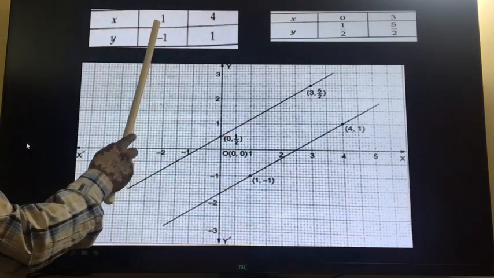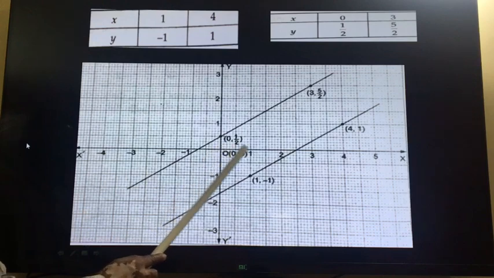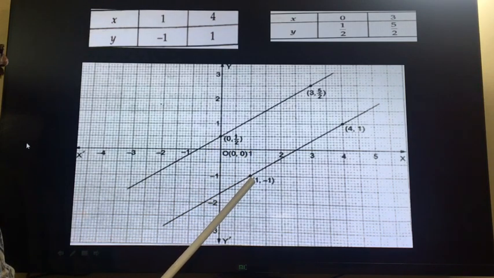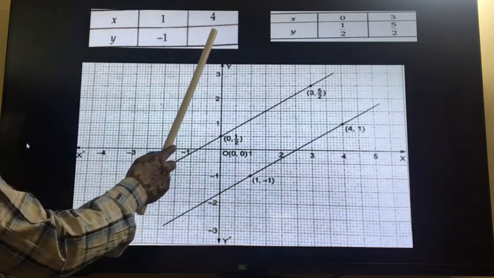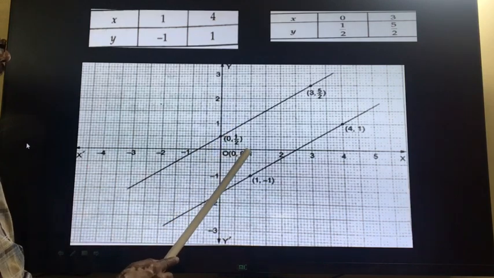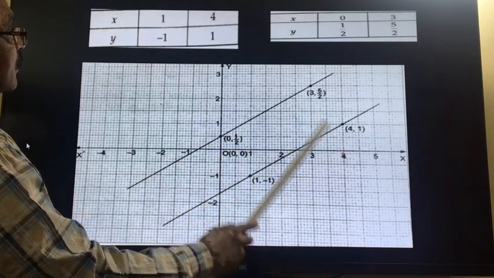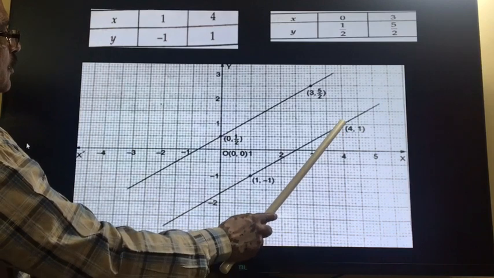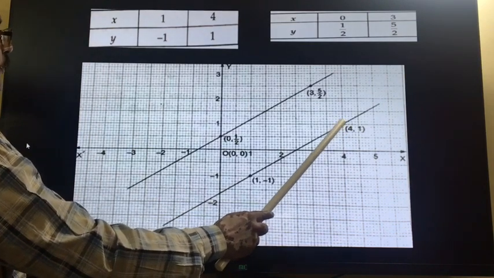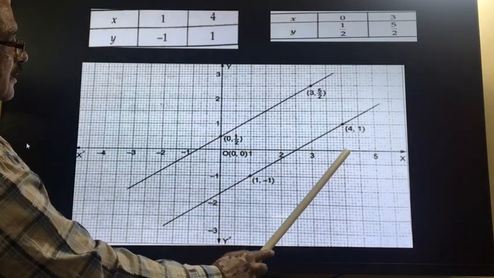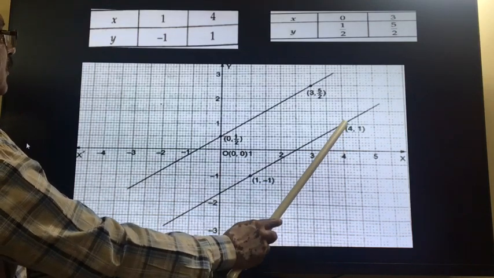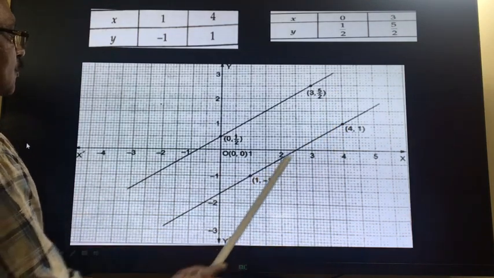So plot the points 1 and -1. So x is equal to 1 and y is equal to -1 is this point. x is equal to 4 and y is equal to 1. So x is 1, 2, 3, 4 positive and y is 1 positive. So this is the point 4 and 1. So x is 4 on the x-axis and y is 1. So these are the 2 points.